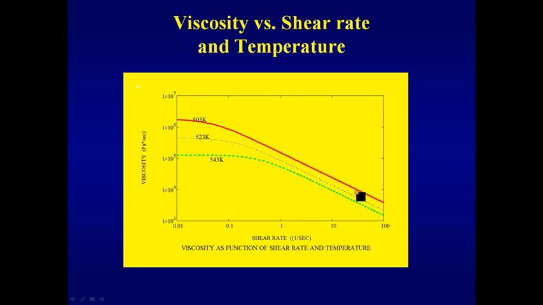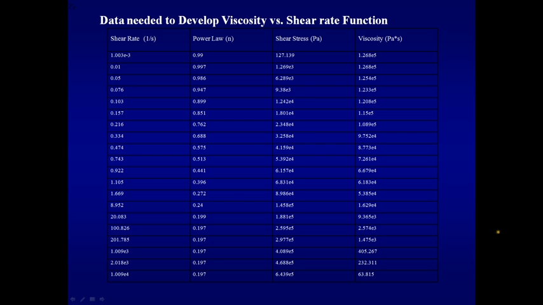We've been talking about this particular viscosity function, and for the Newtonian system we developed a Newtonian function at this temperature. We're going to talk about doing the same thing for a power law function, which would be along this line. So first we need a set of data, and here we have the shear rate data and the viscosity data.